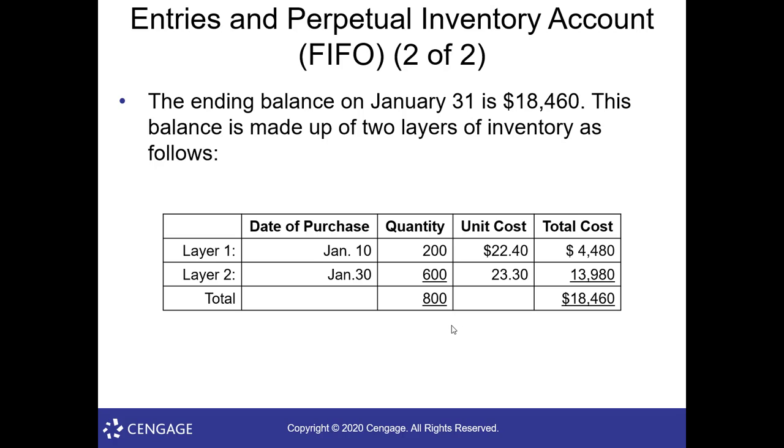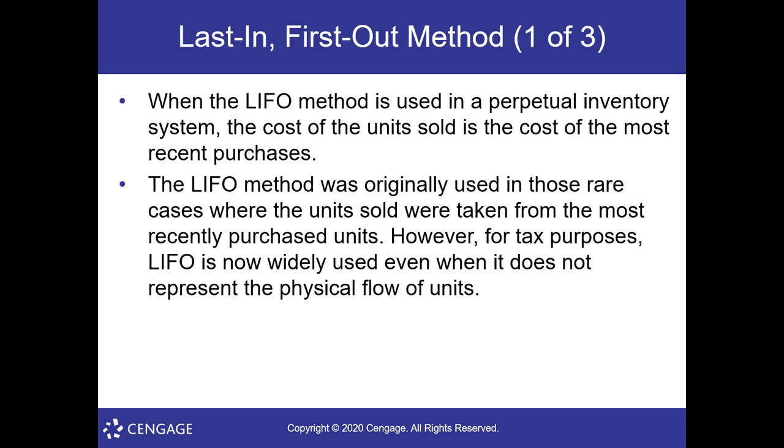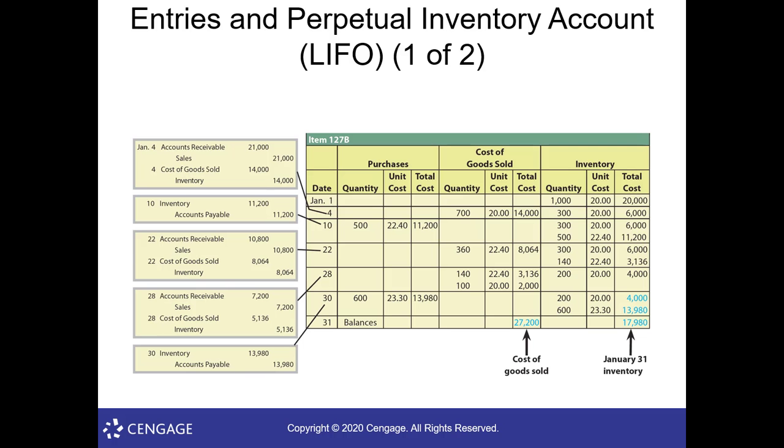So this is the ending balance from the January 10th purchase, 200 units left over. Started with 500, we sold 60, and then we sold another 240, leaving us with 200. Under LIFO, the initial sale is still the same because there was only one layer, the 1,000 units that we started the month with on January 1.